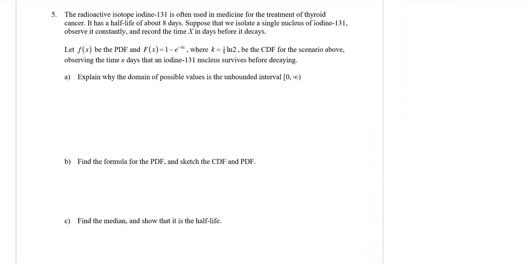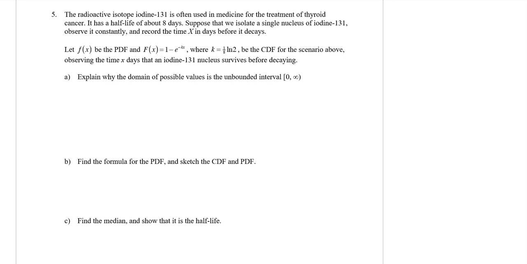Question 5. The radioactive isotope, here we go. Is it chemistry? Chemistry time? The radioactive isotope iodine 131 is often used in medicine for the treatment of thyroid cancer. It has a half-life of about 8 days. Suppose that we isolate a single nucleus of iodine 131, observe it constantly, and record the time x in days before it decays. What's up with you? Don't you like this question? Shh. Listen.